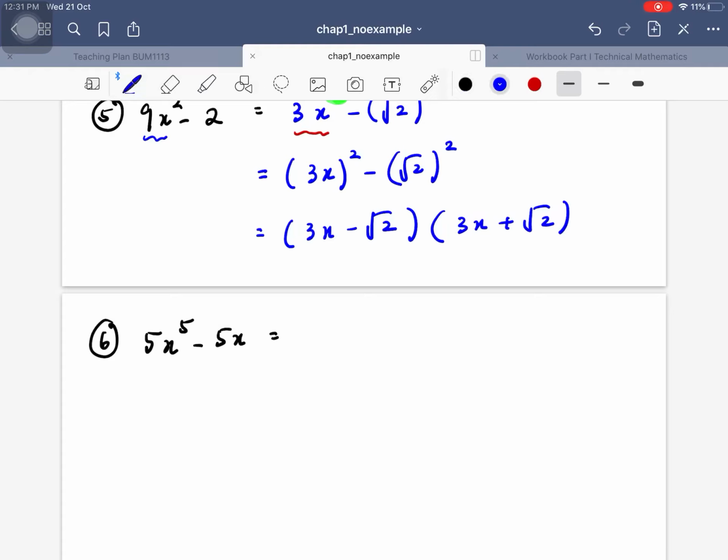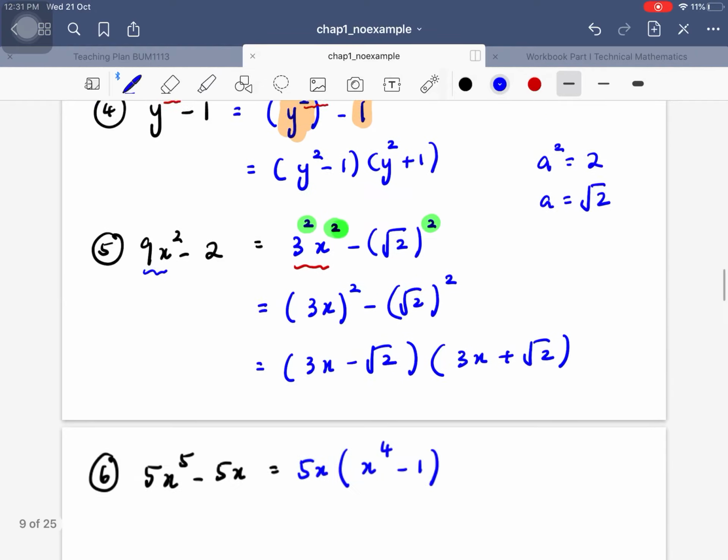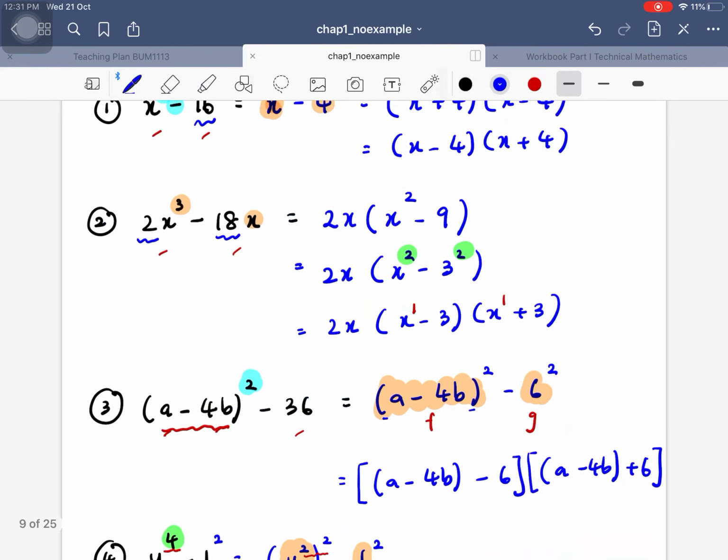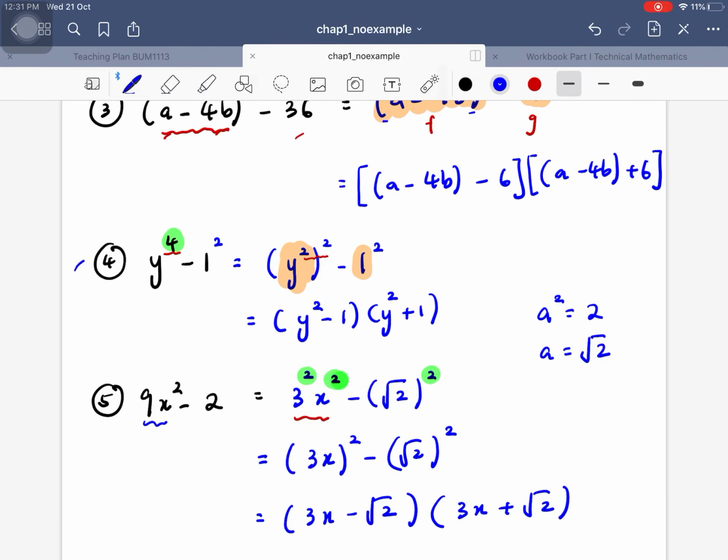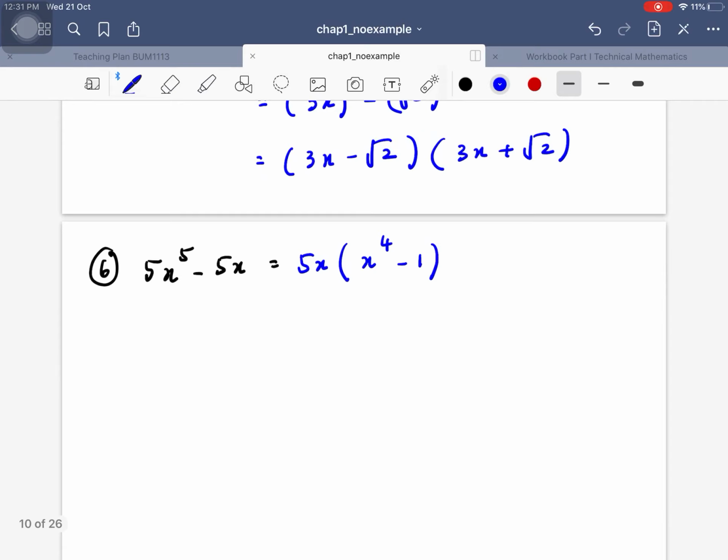Alright, so I'm going to proceed with the sixth one, the last example. I have 5x to the power of 5 minus 5x. So here my common factor will be 5x. So I'm going to factorize it. The first term is going to be x to the power of 4, and then I'm going to have minus 1. So this is going to be pretty similar to example number 4. The only difference is that instead of y, I have x. And I know that this is going to be 5x multiplied by y to the 2 minus 1, multiplied by y to the 2 plus 1.